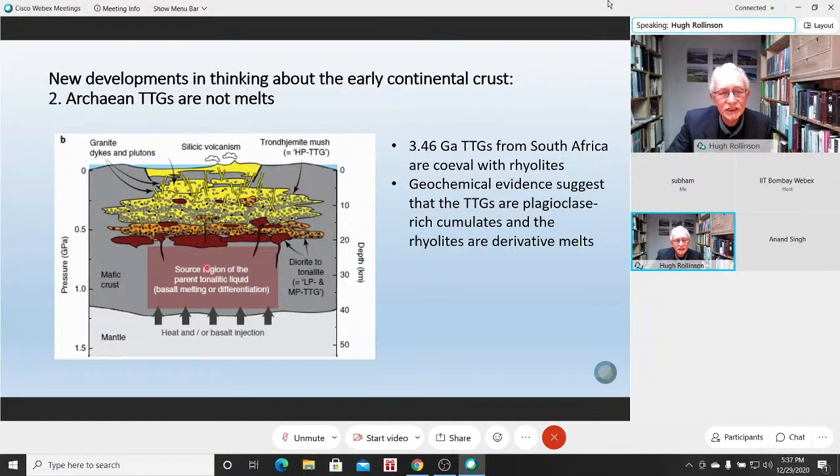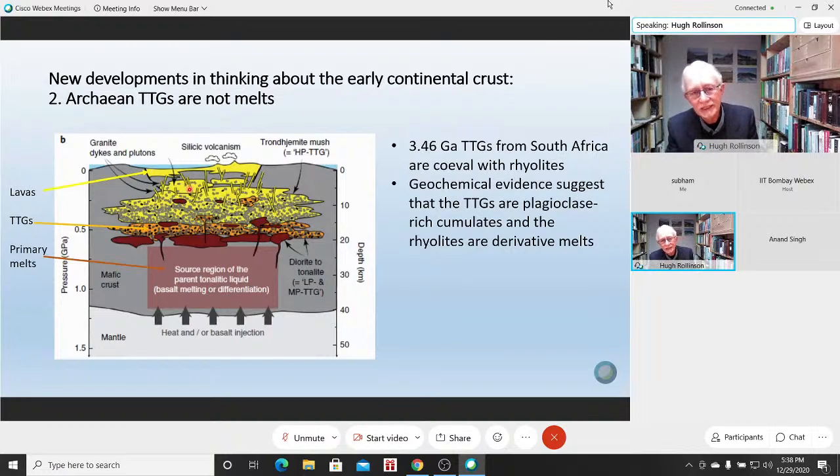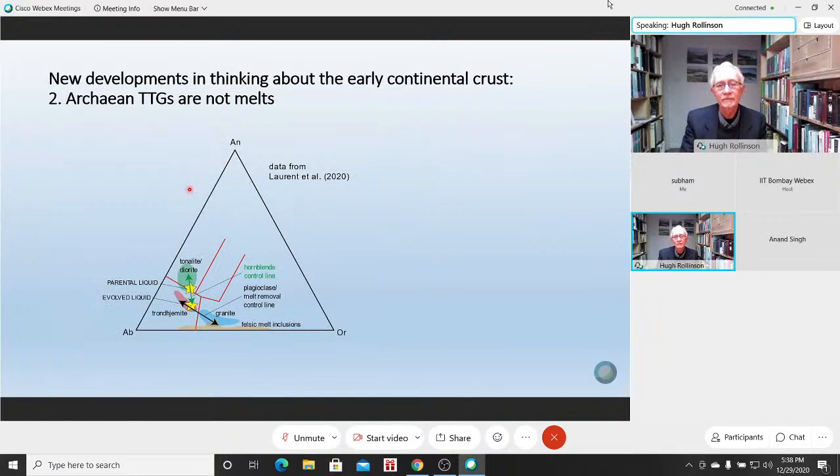that liquid differentiated in a magma chamber into a suite of TTGs and some volcanic rocks which appeared at the surface. So what they're suggesting, from geochronological and geochemical evidence, is that the TTGs of this area are plagioclase-rich accumulates and the rhyolites are derivative melts. Now, the implications of this suggestion cannot be overstated.